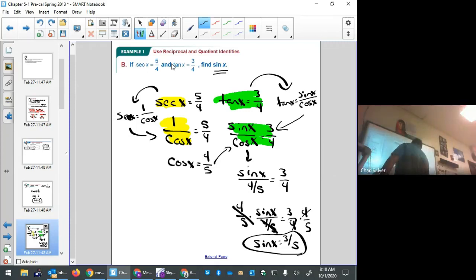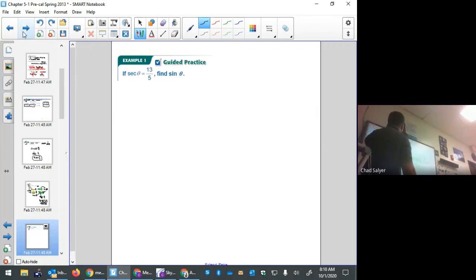So the answer is 3/5. And again, we could have created a reference triangle and found it faster, but we're trying to exercise our application of identities. So here's one for you. If I know that secant of, and actually this is a bad example, so I'll go ahead and work it out.